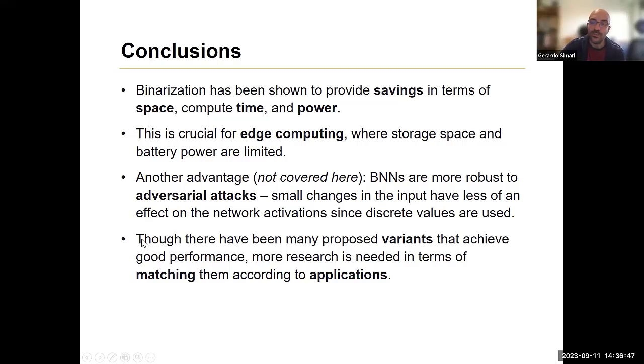And what I was saying while I was going through all the variants is, though there have been many proposed models that are based on this idea, and they achieve good performance in different tasks, there is really more research needed in terms of matching them. Like, how do I choose which one to use if I have a specific application in mind? So with that, we're done.